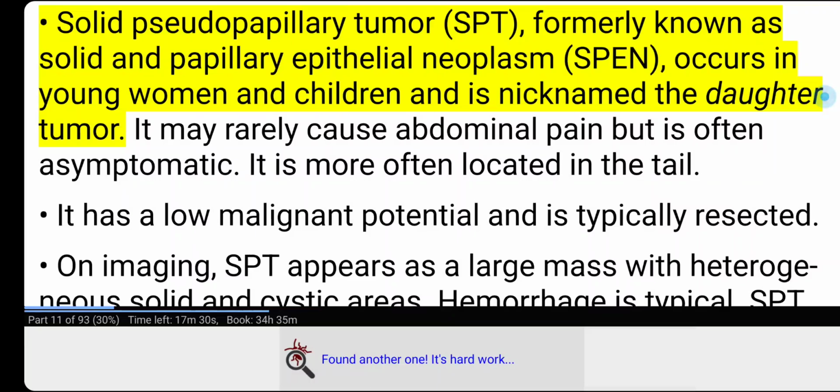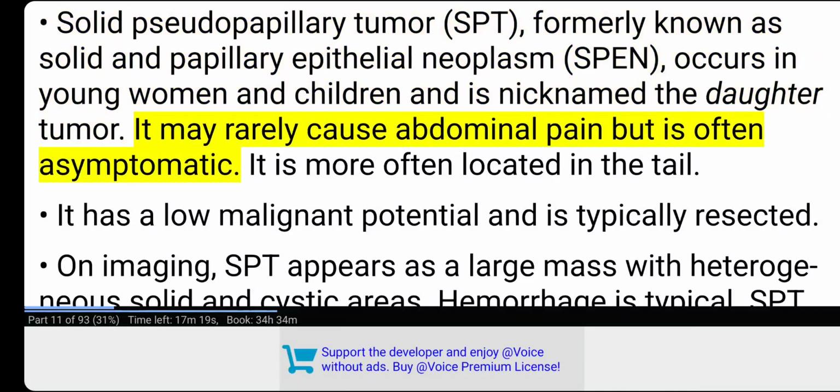Solid pseudopapillary tumor, SPT, formerly known as solid and papillary epithelial neoplasm, SPEN, occurs in young women and children and is nicknamed the daughter tumor. It may rarely cause abdominal pain but is often asymptomatic. It is more often located in the tail.